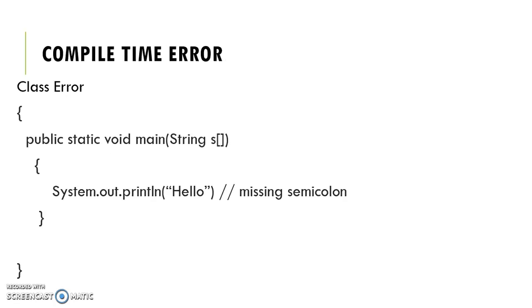So here is an example of compile time error. We have a class here, public static void main and system.out.println. Here we have a missing semicolon. Actually this is an error. Another error is the C, the class C should be in small letter.